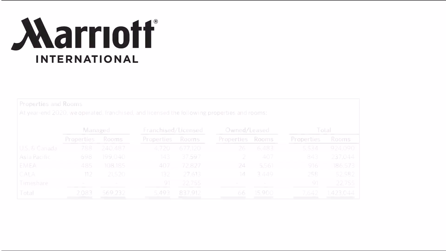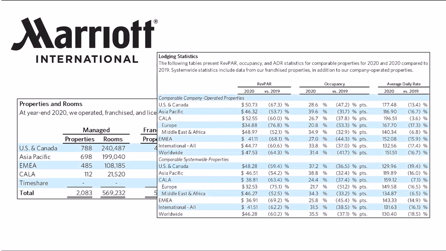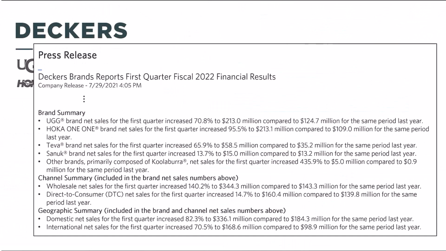In a different industry, such as hotels, you will see different metrics, such as properties and revenue per available room. Deckers Brands discusses revenues in terms of its brands, channels, and geography.